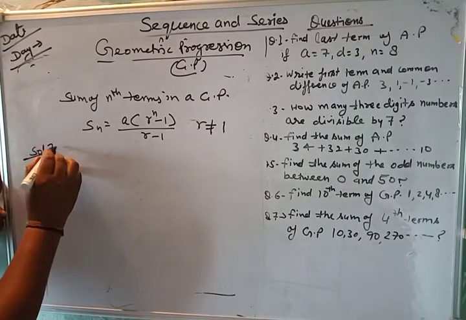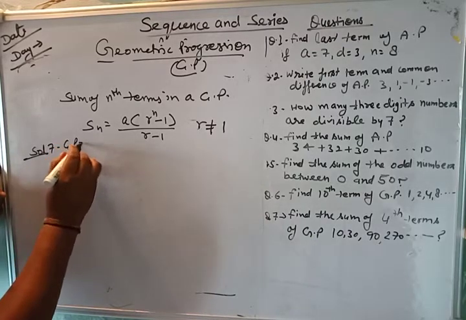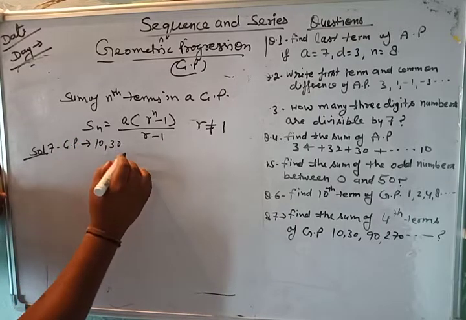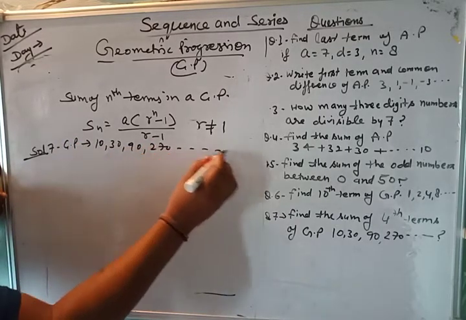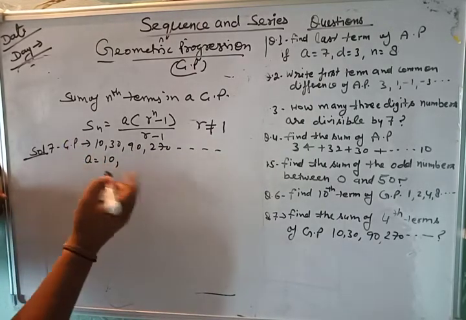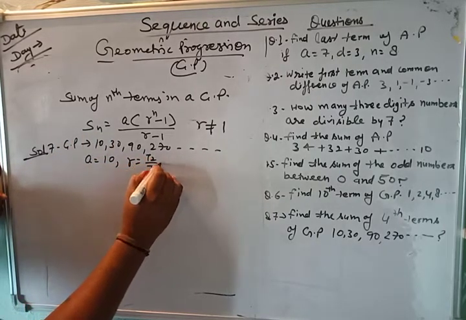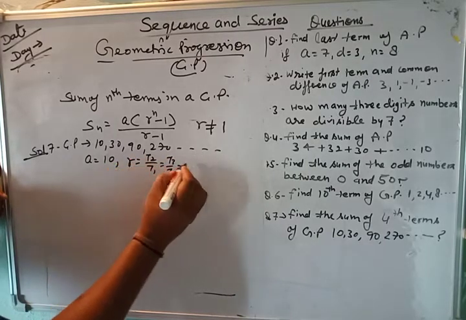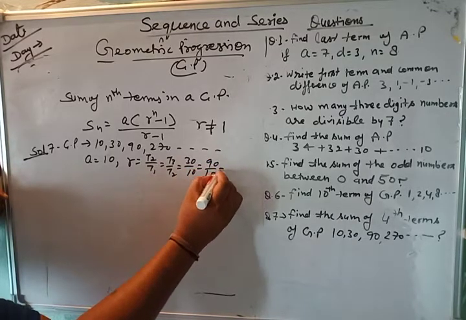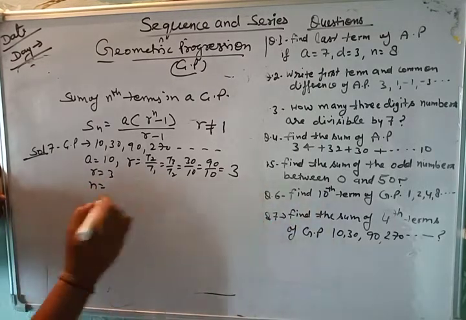Question number 7 of this formula. We have a GP equal to 10, 30, 90, 270 and so on. So here a equal to 10, and the common ratio r equal to t2 by t1 या t3 by t2 इक्वल टू क्या हो जाएगा, 30 by 10 इक्वल टू 90 by 30 इक्वल टू 3. तो r इक्वल टू 3 and n इक्वल टू 4 terms.